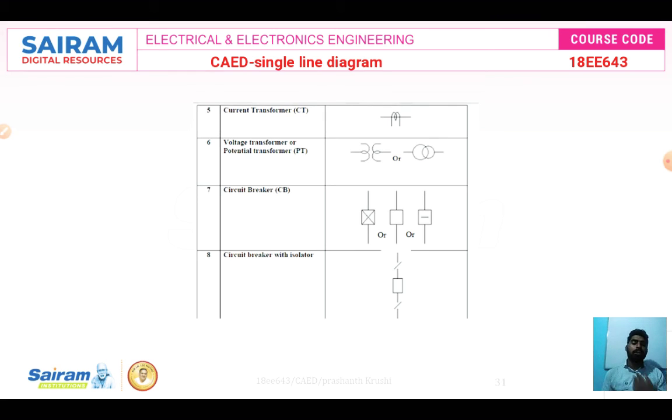Automatically the circuit breaker contact will open. I mean, it avoids abnormal conditions, it avoids short circuiting, and it avoids damage to electrical components, power system components, and also your home electrical appliances. And the circuit breaker with the isolators.